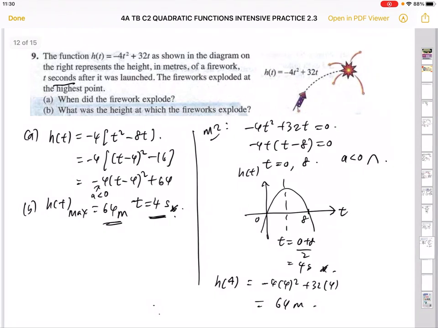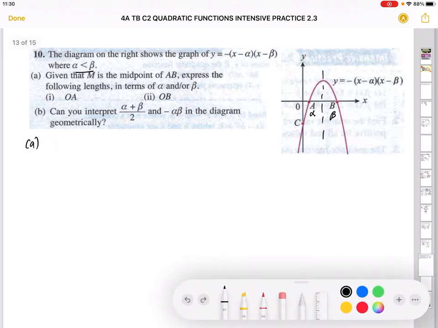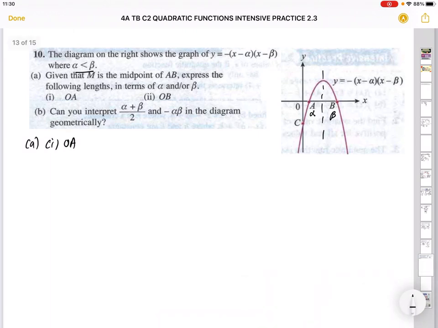Now, this is a graph of a quadratic function in factor form or factorized form, or sometimes the text will call it intercept form. Given that M is the midpoint, express the following. I think it's very easy. We know this is alpha, this is beta. They say alpha is less than beta. So you're finding the length of OA. First, OA is just alpha, then OB is just beta.